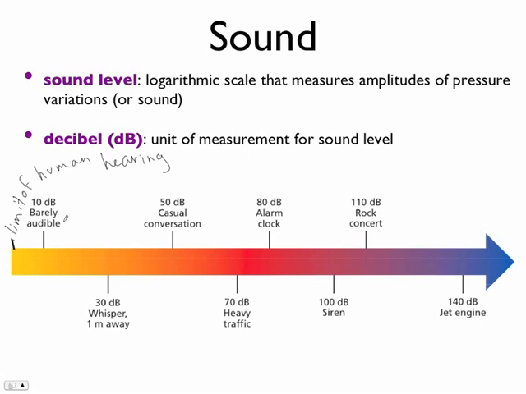So 0 decibels is the limit of human hearing. 10 decibels is something that you can barely hear. 30 decibels is a whisper 1 meter away. That's about 3 feet. 50 decibels is just casual conversation. 70 decibels is heavy traffic.